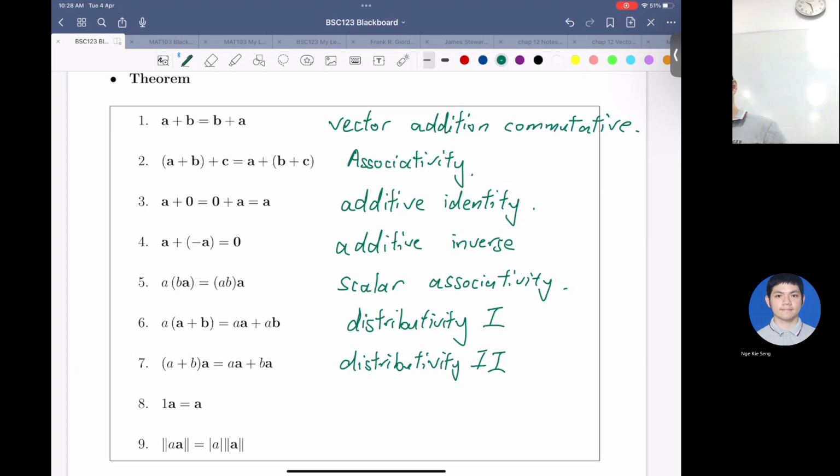Nine is, if you scale a vector and want to compute the length of the scaled vector, you just take the modulus of the scale factor and multiply it with the length of A. Because length is always positive. There's no negative length.